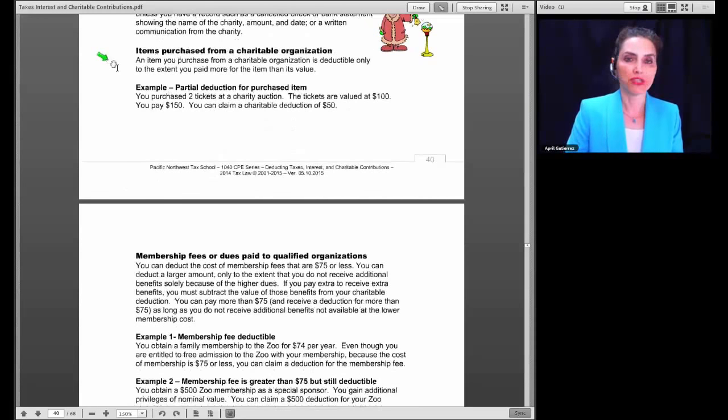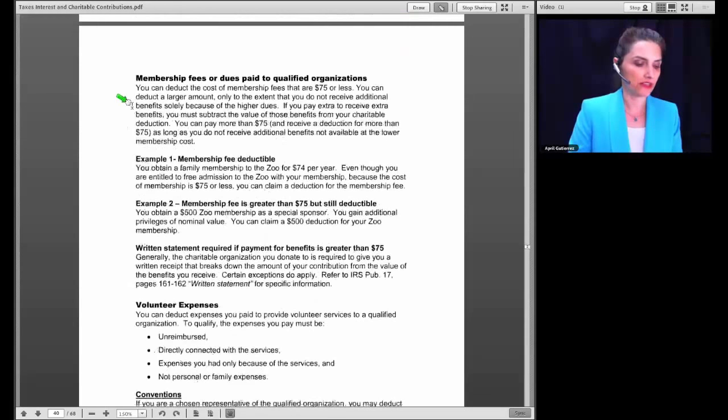Items purchased from a charitable organization. An item you purchase from a charitable organization is deductible only to the extent you paid more for an item than its value. For example, you purchased 2 tickets to a charity auction, and the tickets are valued at $100. You pay $150. You can claim a charitable deduction of $50.